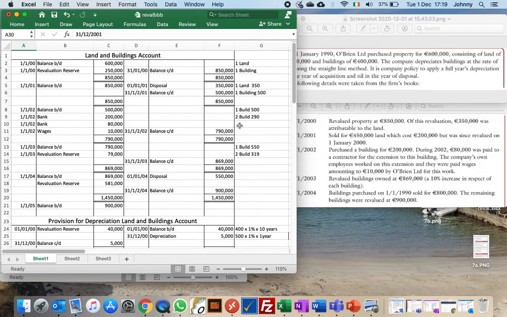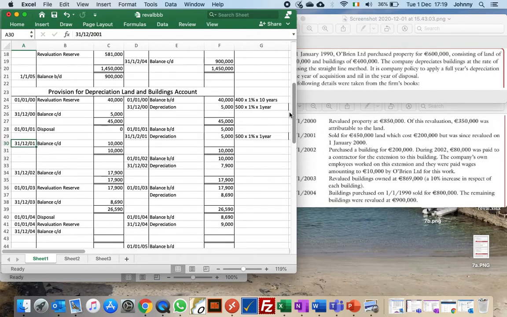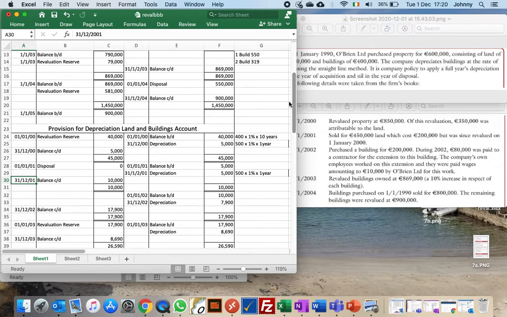So that means my new building is worth 290, and my old building is listed on paper as worth 500,000, less its depreciation. So my balance at the end of the year, I've got 790,000 then, the two buildings added together, 500 and 290, so I have a balance of 790, which is the value of my buildings. Go down to my provision for depreciation.